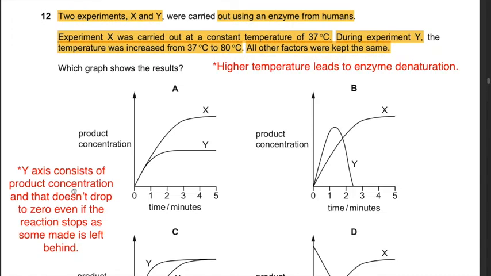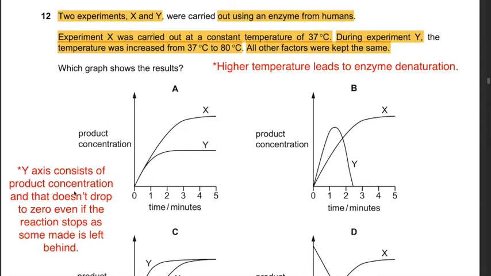Question 12. 2 experiments X and Y were carried out using an enzyme from humans. Experiment X was carried out at a constant temperature of 37 degrees Celsius. During experiment Y, the temperature was increased from 37 degrees Celsius to 80 degrees Celsius. All other factors were kept the same. Which graph shows the results?